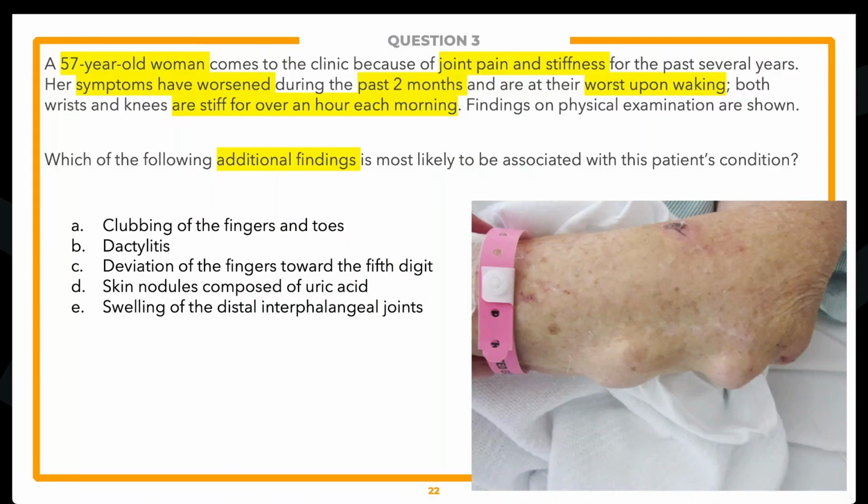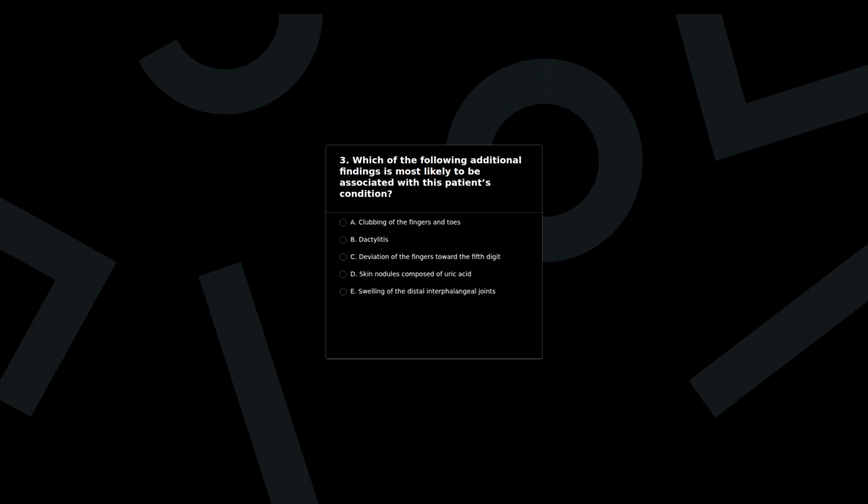Okay, we're going to go ahead and launch that poll. You've gotten a good sense of this 57-year-old patient struggling because of joint pain and stiffness. What else do you think you would see when this patient presents? Interesting one.